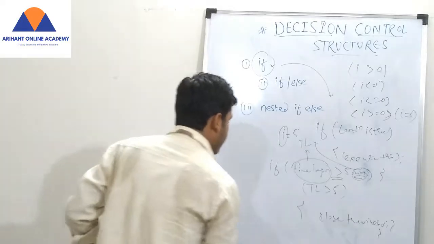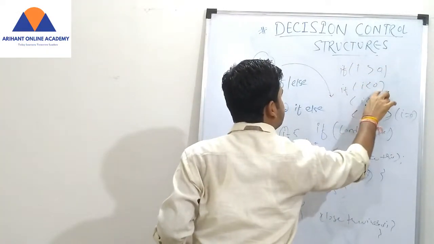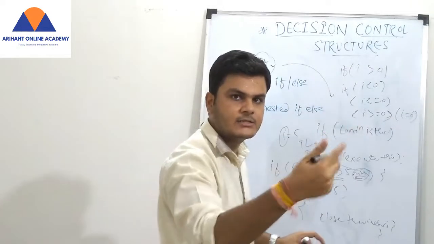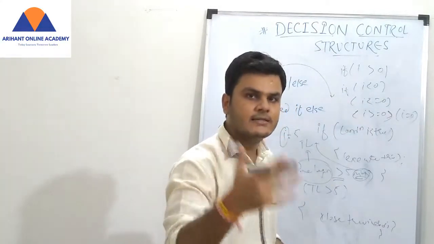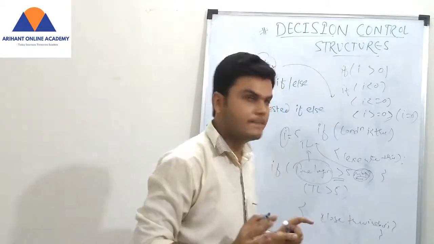Now, if I is greater than 0, or if I is less than 0, execute this. In place of 0 there can be another digit, and in place of I you can put any other variable according to your need. This is just a reference example.